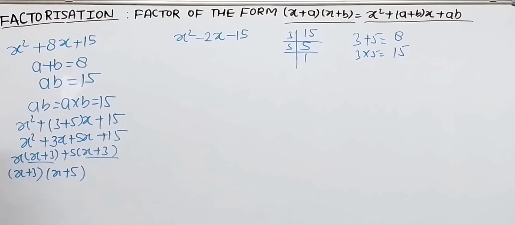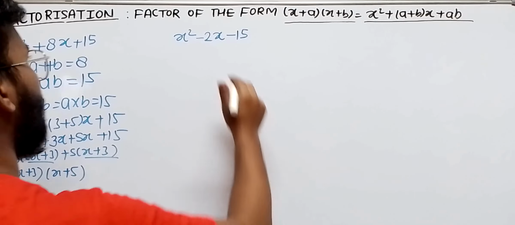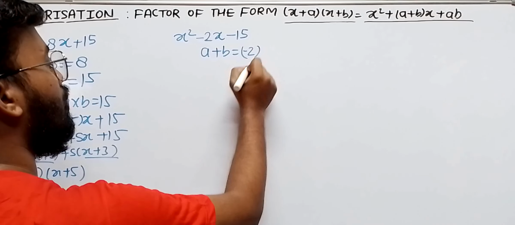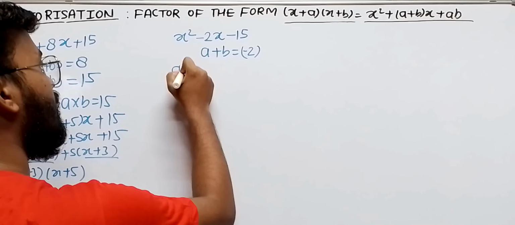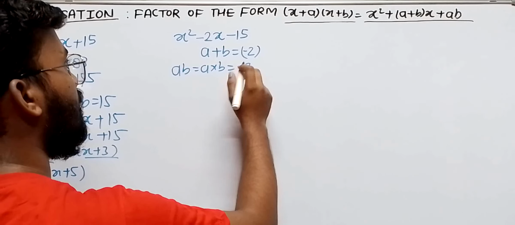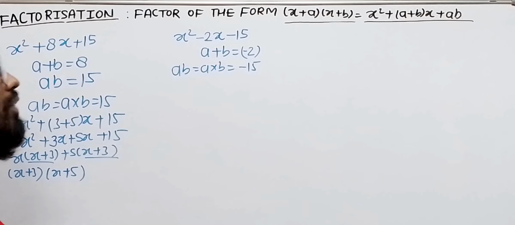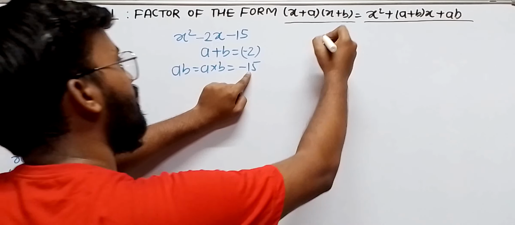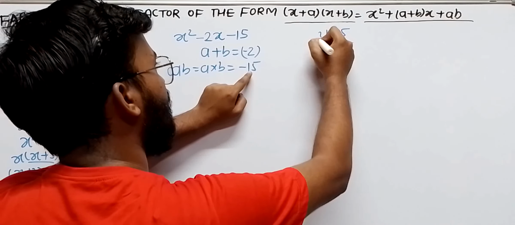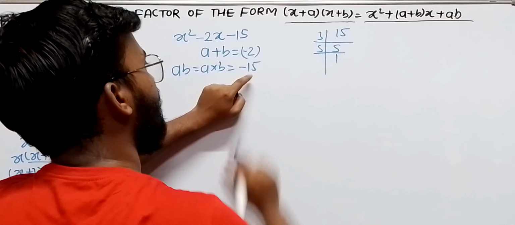Okay, now let us proceed for this one. From here we have to find a + b = -2 and ab, which can also be written as a × b = -15. For this purpose also, first factorize the value of ab, taking only the positive one. Then from here we get 3 and 5.